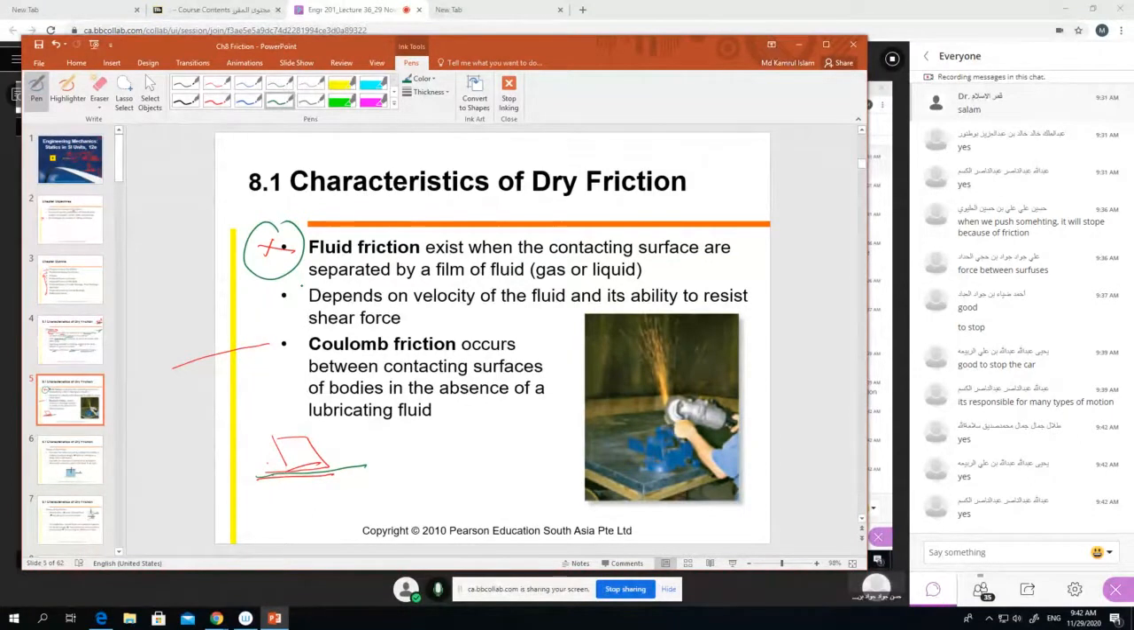In the future, you will be learning fluid mechanics or fluid friction. Civil engineering students also have to learn fluid mechanics, but the fluid friction especially you will learn in mechanical engineering, where it is more important. You will learn that in other departmental courses. In our course, we will do Coulomb friction, or simply friction between two surfaces without any lubricant.